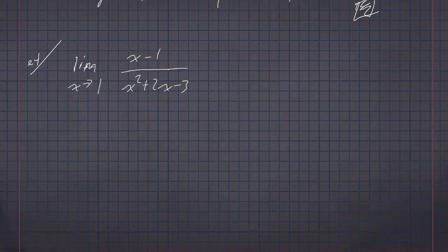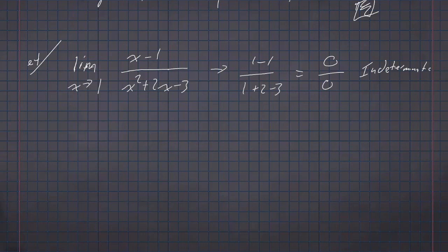Consider the limit as x approaches 1 of x minus 1 over x squared plus 2x minus 3. If we tried just substituting in, we would get 1 minus 1 over 1 plus 2 minus 3, which is 0 over 0. Right? 0 over 0 is called indeterminate. 0 divided by anything is 0. Anything divided by 0 is, I'm sorry, anything divided by 0 is undefined. And those two rules say that this is both 0 and undefined, which makes no sense. So we call it an indeterminate form.